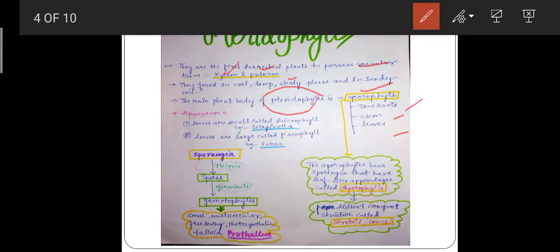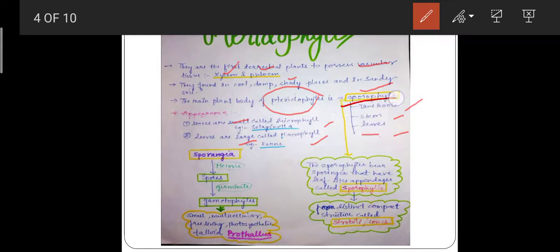It has well developed roots, stems and leaves. If we compare this feature to the bryophyte, which only has root and stem like structures, in pteridophyte it develops into true roots, stems and leaves. These leaves may be small or large, so they are known as microphyll and macrophyll respectively. The appearance of pteridophyte depends on the leaf size.